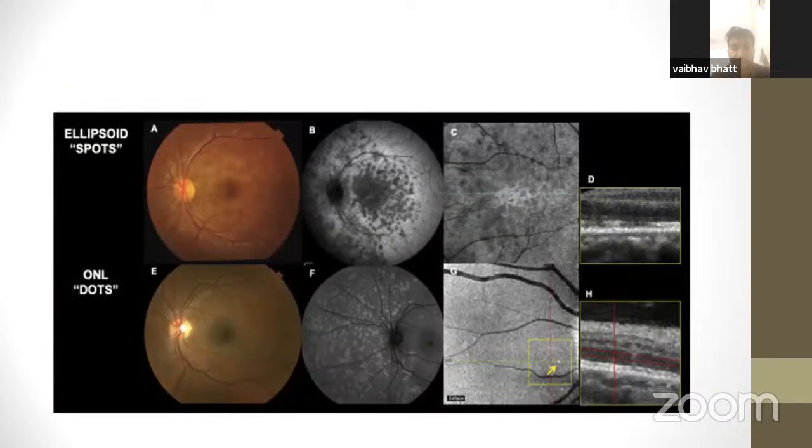In this, we can see ellipsoid spots and the outer nuclear dots. The ellipsoid spots on ICGA show hypofluorescence, which corresponds to these spots in the ellipsoid layer. And in figure D, it shows disruption of the ellipsoid and the hypertrophy of the RPE. The outer nuclear layer dots, we can see in image E, are very faintly seen on the fundus photograph. But on en face OCT, they can be seen as hyperreflective. These dots go from the photoreceptor layer to the outer nuclear layer, as you can see here.